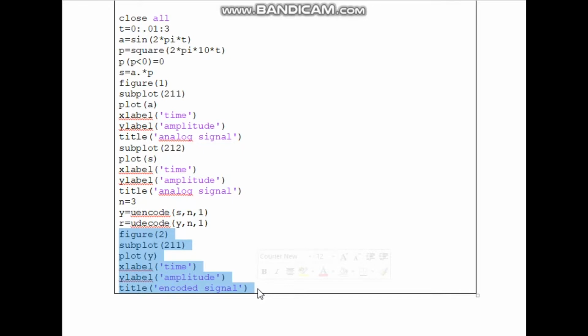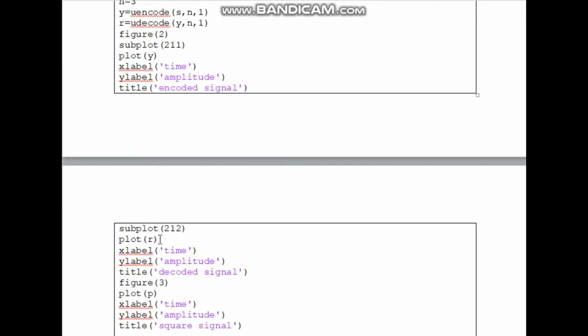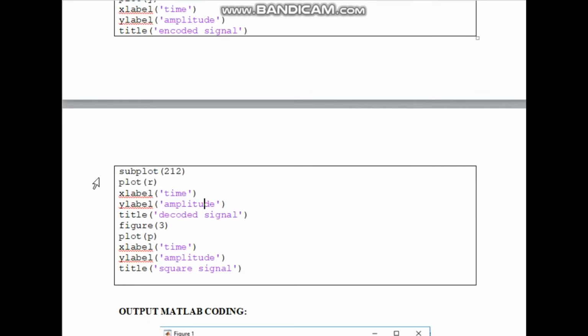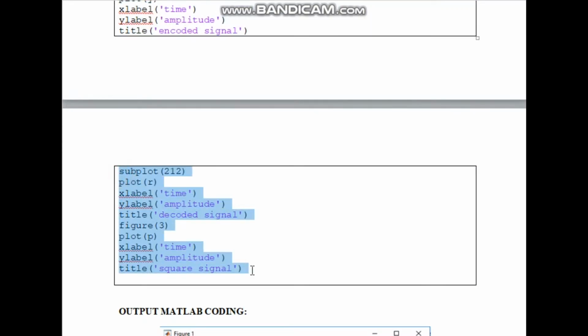This labels the plot axis, title, and x axis and y axis. The last code is subplot 212, plot R, which labels the output window for graph 3, plotting the labels for the x and y axis for the digital signal process.